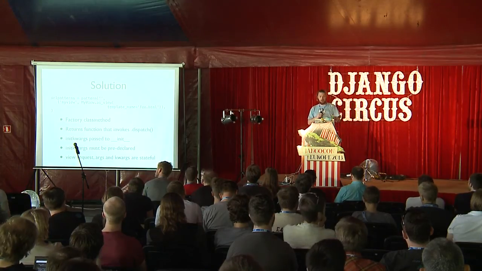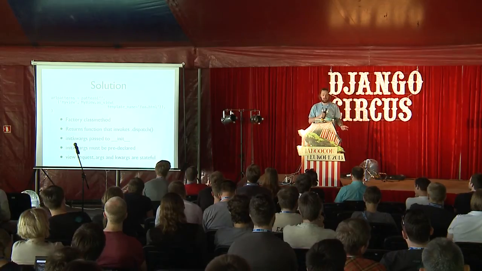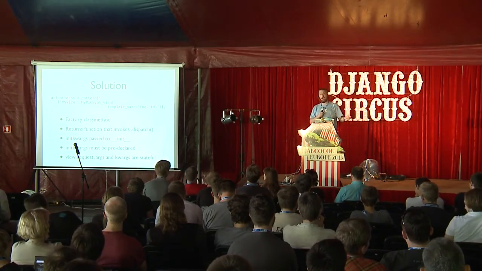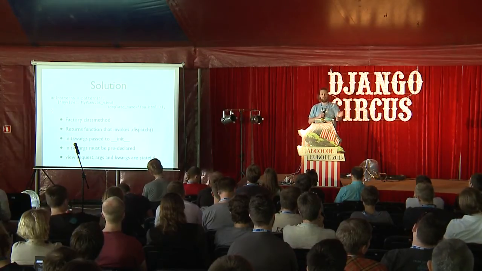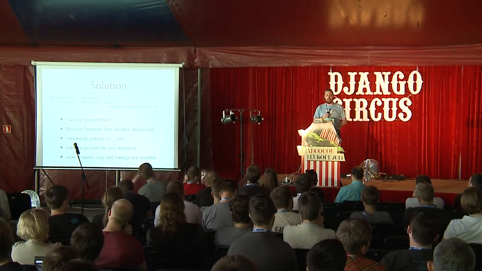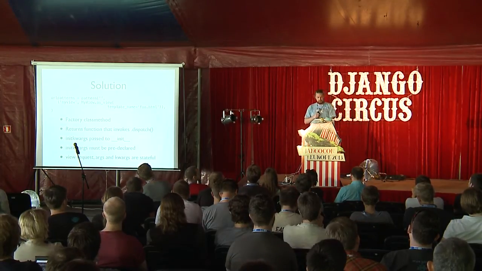As a result of this, the view's request, args, and kwargs that are passed in to the view when it's instantiated are stateful, but they have a lifespan that is exactly one request. Every time you visit this view, you get a new instance of this view class, even though you're using a class method to instantiate it.